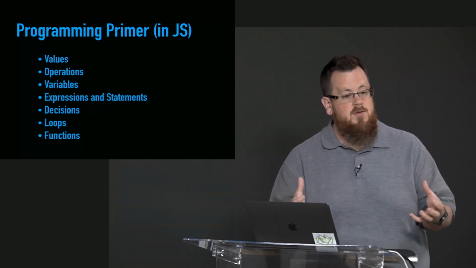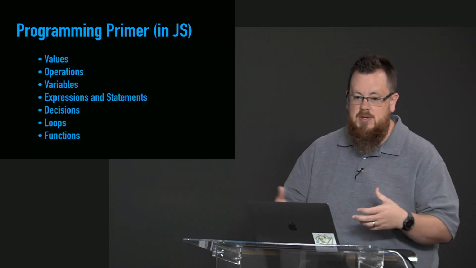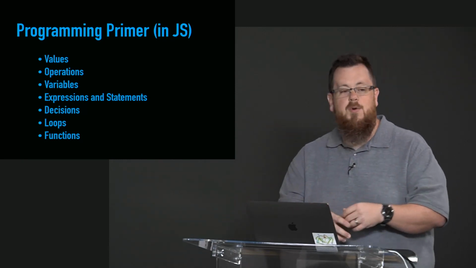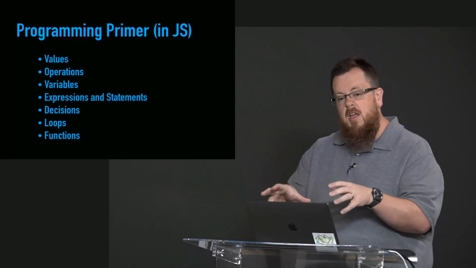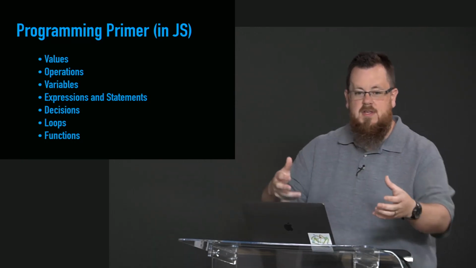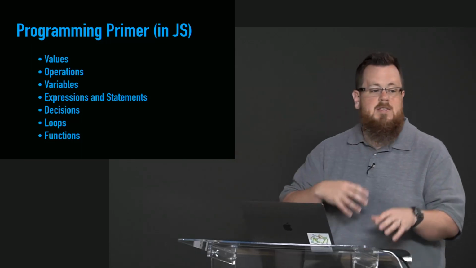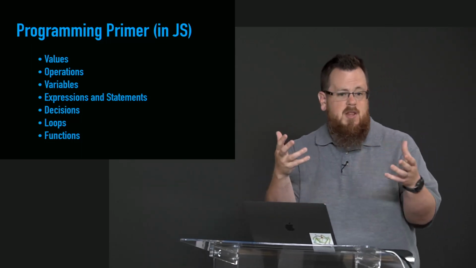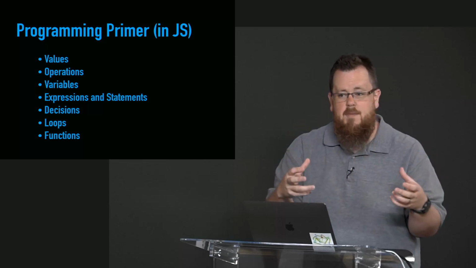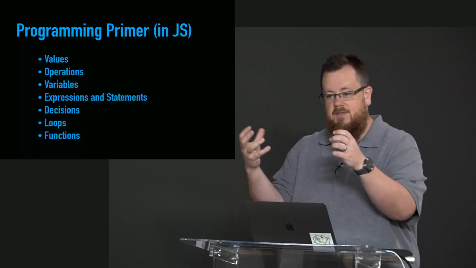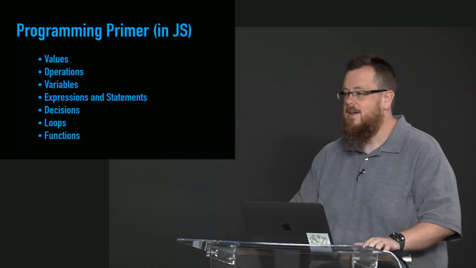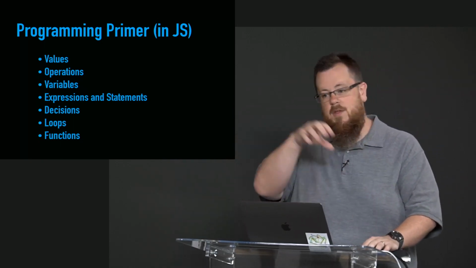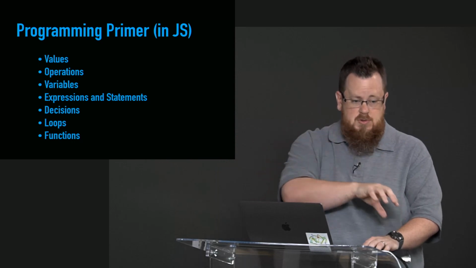So we'll look at values. Those are things like the number 42 or the string hello world. We'll look at operations, things that we do like 42 plus 1. We'll look at variables, which is where we store those values and then where we access them later. Expressions and statements, that's really, again, back to the English grammar. An expression is kind of like a phrase in a sentence, and a statement is a whole sentence with a period at the end. We'll look at decisions, deciding whether or not to do something or to do something else.